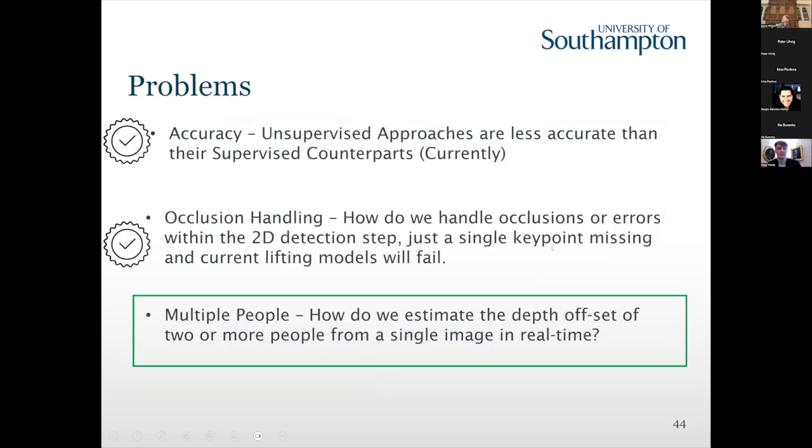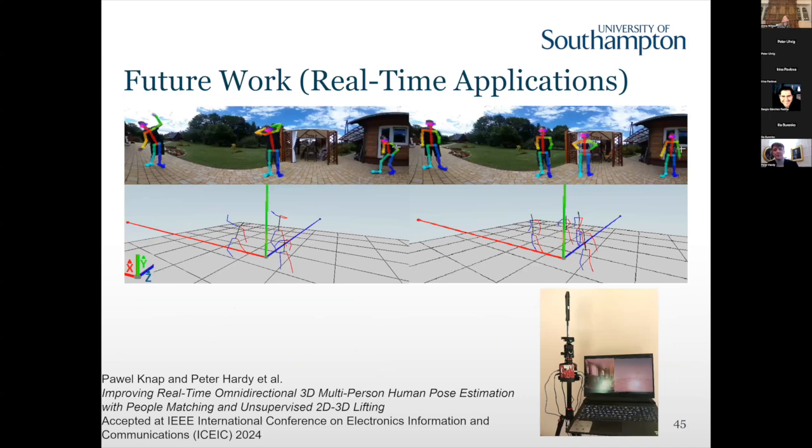So going on to the final problem, which is multiple people. How do we estimate the depth offset of 2 or more people from a single image in real time? So this led to, I'm going to call it future work, but this is currently being presented by Hansung, my supervisor in Taiwan. Sadly, my PhD funding could only fund one trip to Hawaii, so I didn't get to go to Taiwan. So this was working with a student called Powell, where we worked on using my lifting network with a 360 camera and radars.